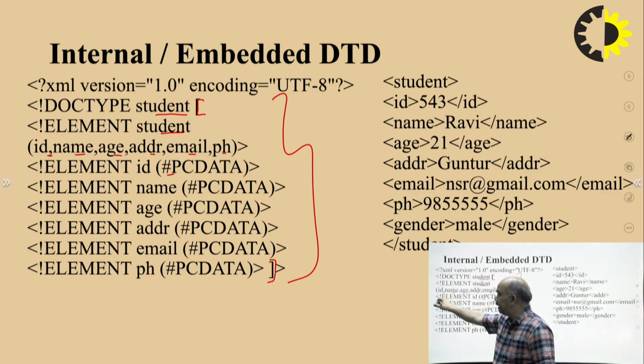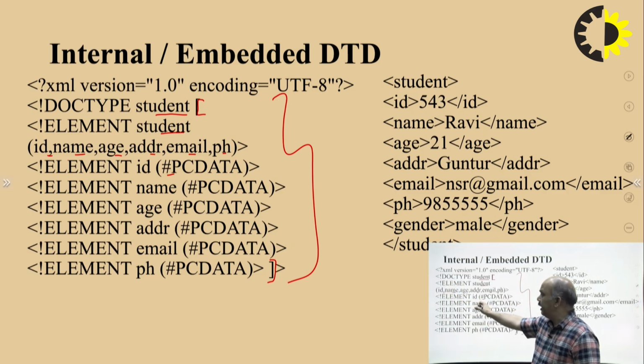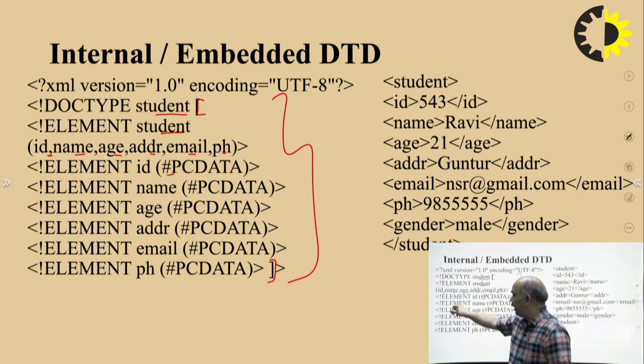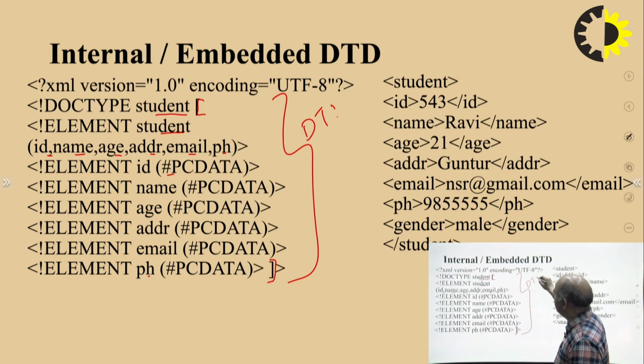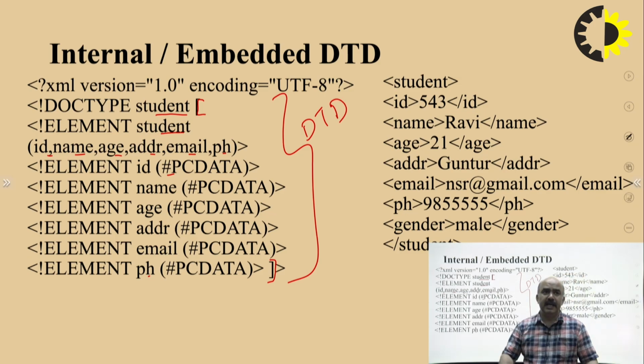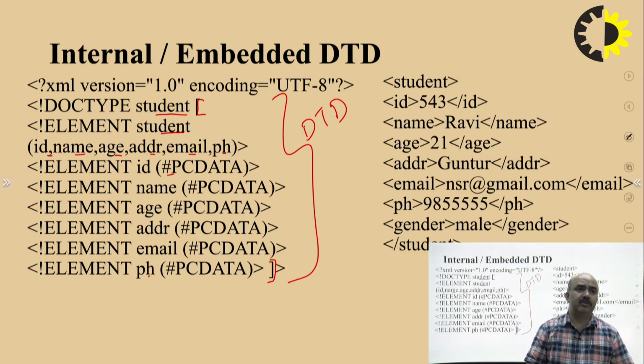So we write the element ID, that is PCDATA, parsed data, textual data, then element name, PCDATA, age, PCDATA, address, PCDATA, email, PCDATA, and phone, PCDATA. Then we have to close it with a square bracket and the greater than bracket. So this will define the DTD here, which will define the type of data and the rules they are following.